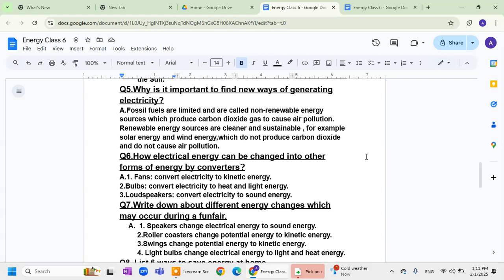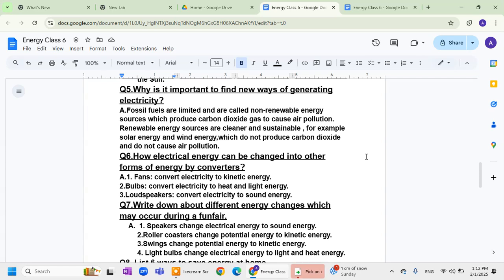Renewable energy sources are cleaner and sustainable. It means that they will remain for always. For example, solar energy and wind energy do not produce carbon dioxide and do not cause air pollution, because the air around us has a very minute amount of carbon dioxide, 0.03%.